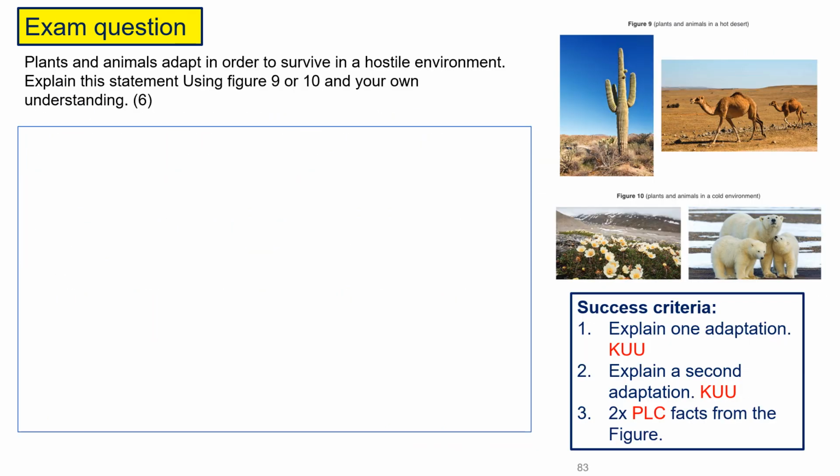Next question. This question is asking you about plants and animals within a hostile environment. Ignore the cold environments, you don't do that. What you need to do is a KUU on a cactus, a KUU on a camel, and explain how it helps the animal survive. The PLC could be facts such as less than 250 millimeters of rain. Please pause and have a go.